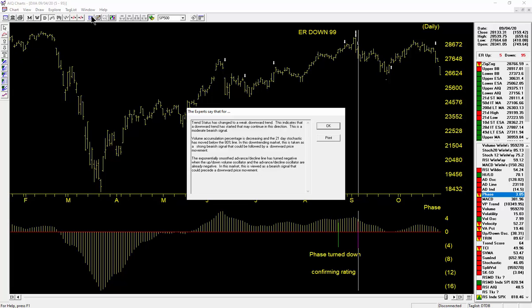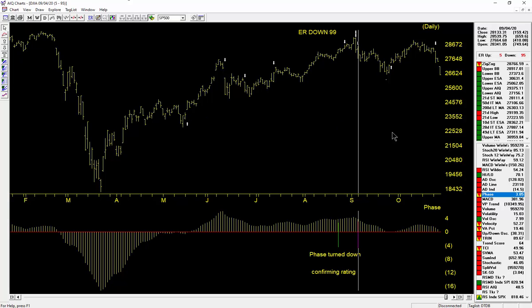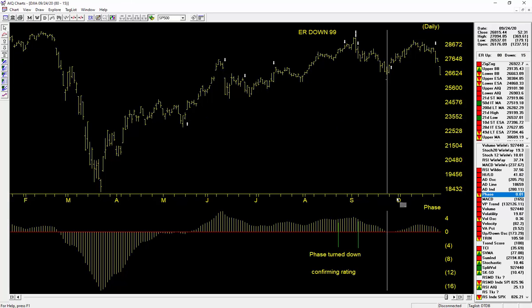But three expert ratings in a cluster like that is a pretty good sign that things might be changing. In this case, of course, prices then declined all the way down to this low at 924. So that's about an 1800 move on the Dow.